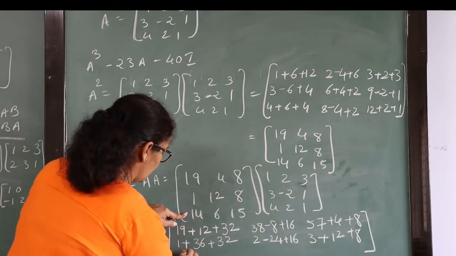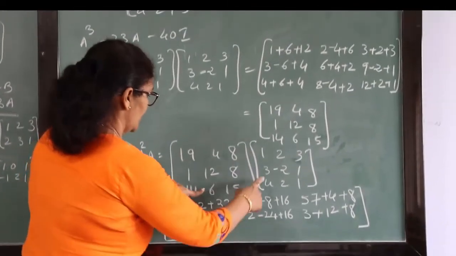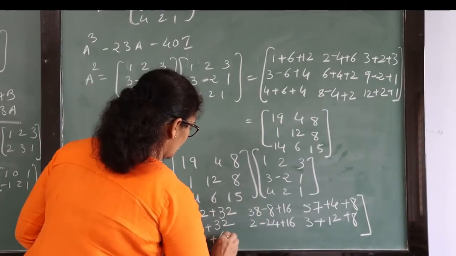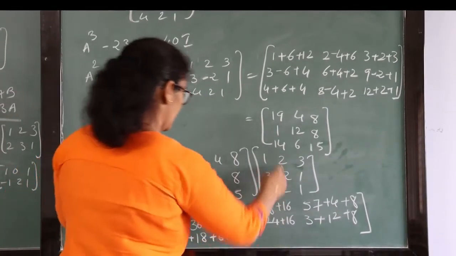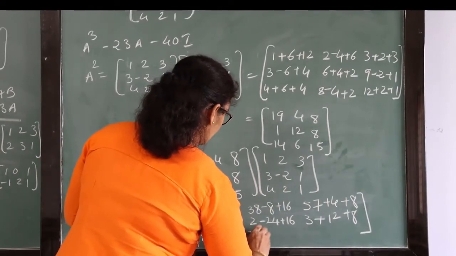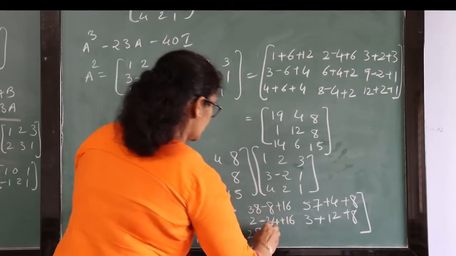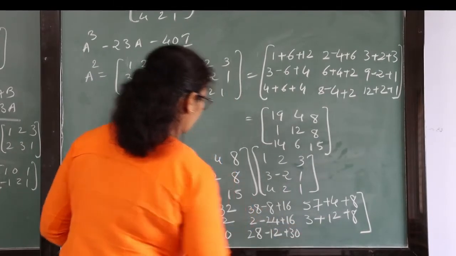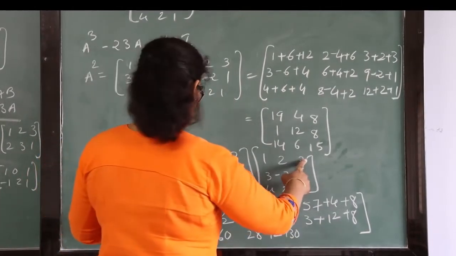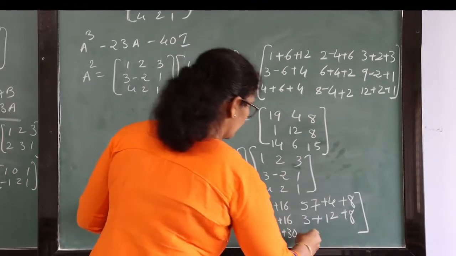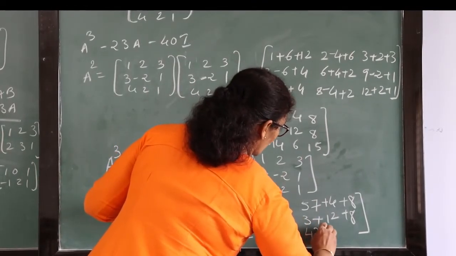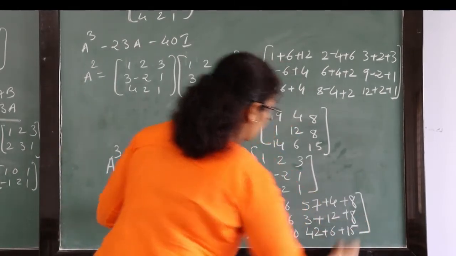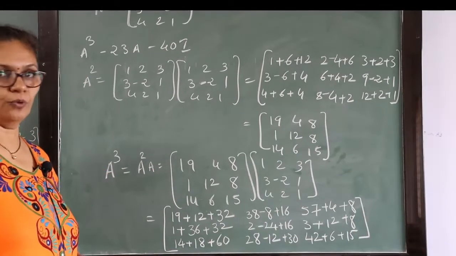14 1s are 14 plus 6 3s are 18 plus 15 4s are 60. Same way, second: 14 2s are 28, 6 2s are 12 and 15 2s are 30. Now the last one: 14 3s are 42, 6 1s are 6 and 15 1s are 15. Now addition and subtraction you know very well.